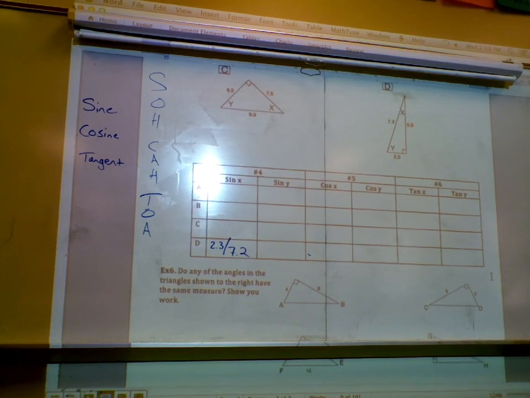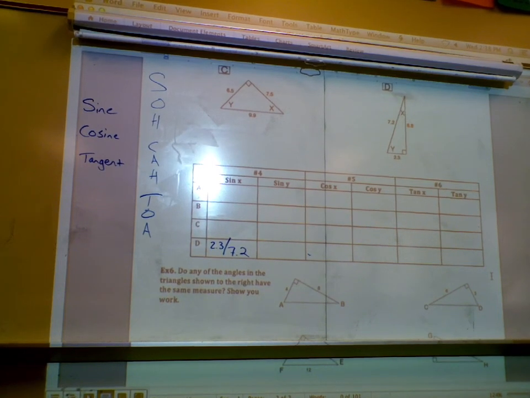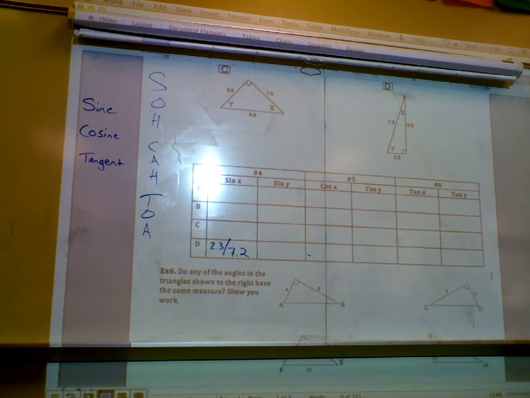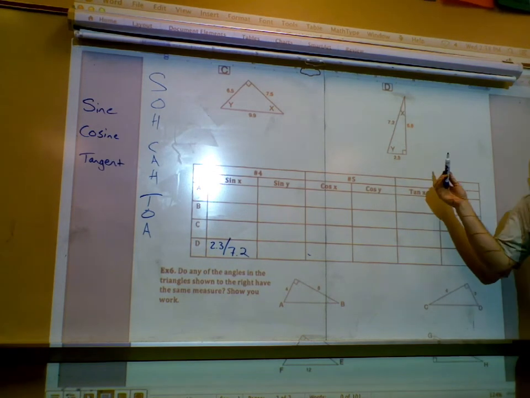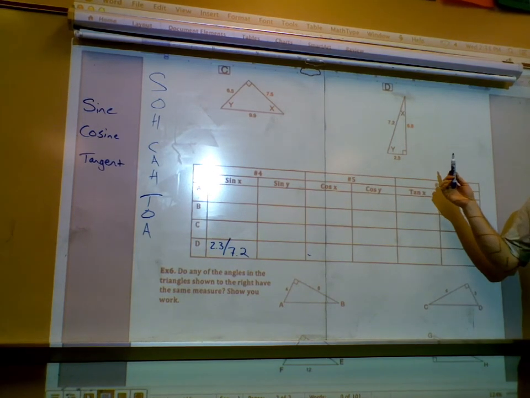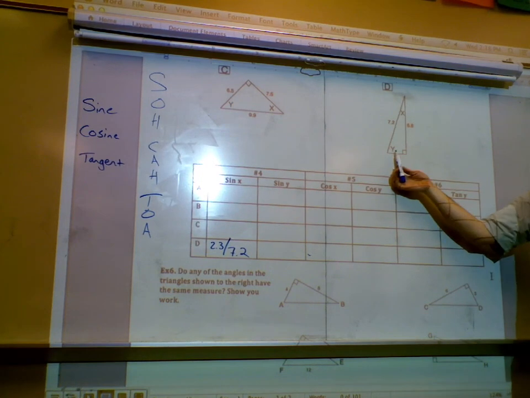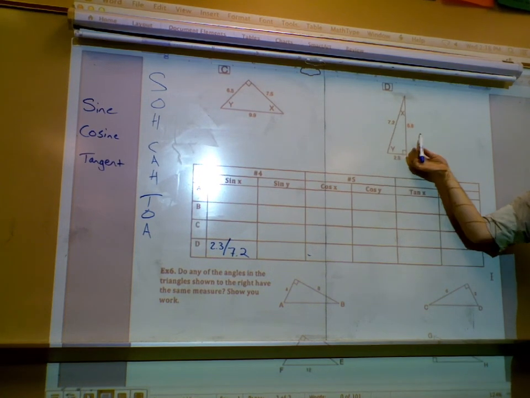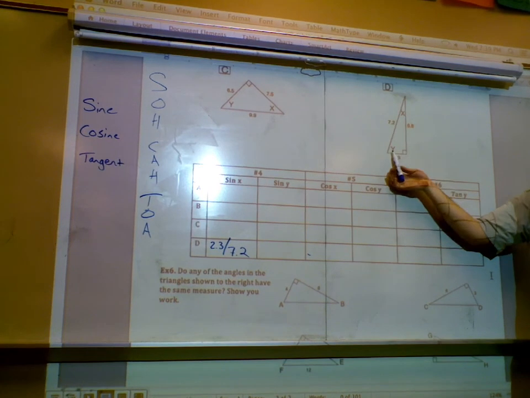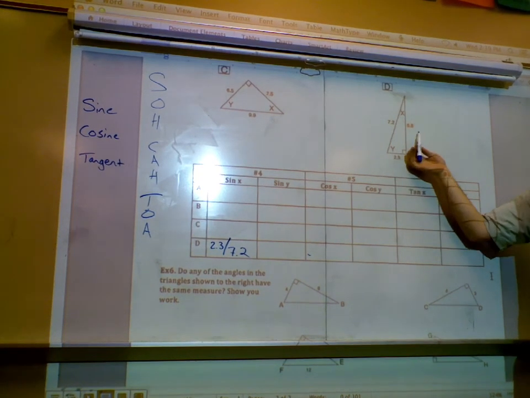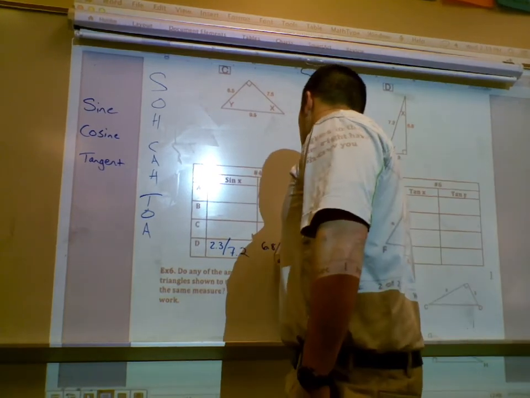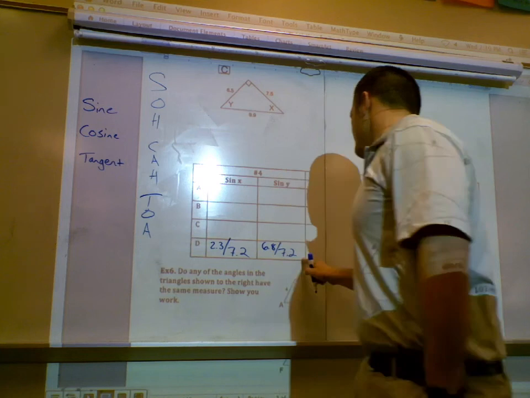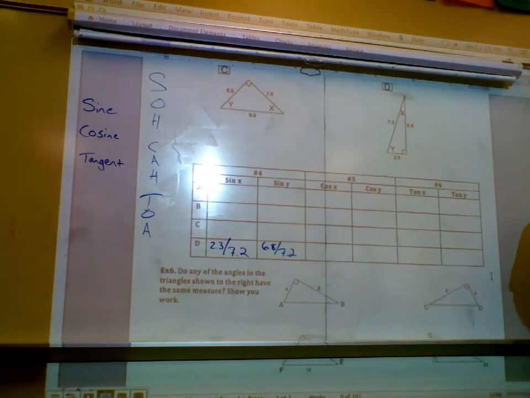Try all of these first then, because I'll be filling those in first. Okay. Alright, what's sine of Y for D? 6.8. So here's Y, right? What's opposite Y? 6.8. What's the hypotenuse? 7.2. So you get 6.8 divided by 7.2. That's what the formula says.